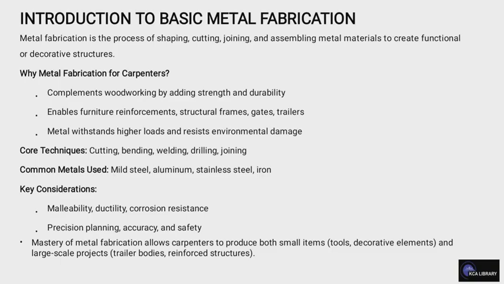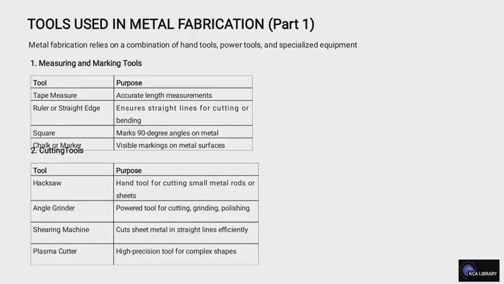Core techniques used in metal fabrication include cutting, bending, welding, drilling, and joining. These are the techniques used when we talk about metal fabrication. Common metals used include mild steel, aluminium, stainless steel, and iron. Key considerations are malleability, ductility, and corrosion resistance. Another is precision planning, accuracy, and also safety. These are very important things to be considered in metal fabrication.